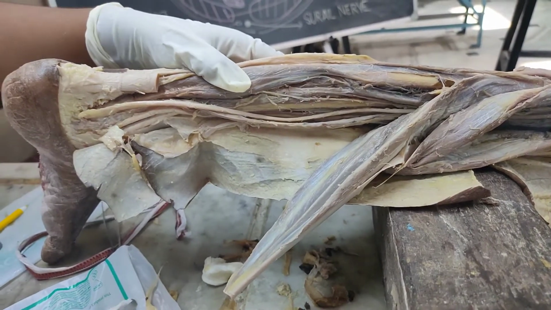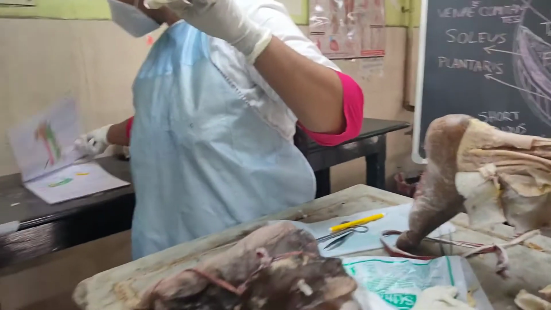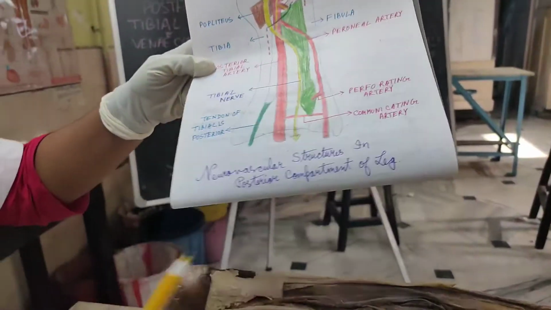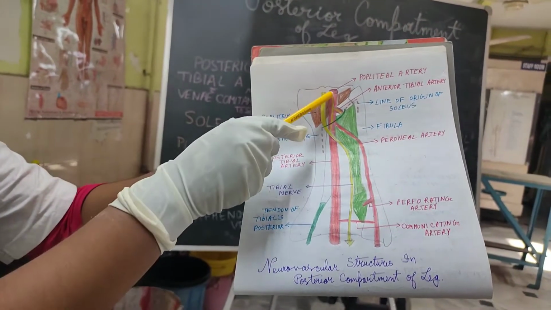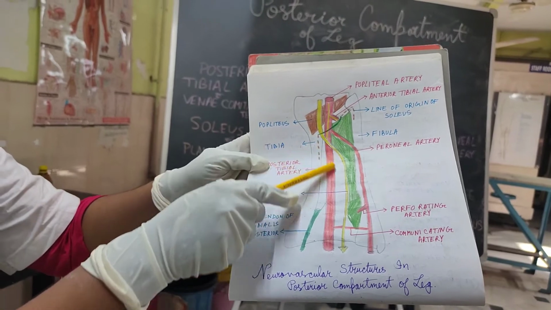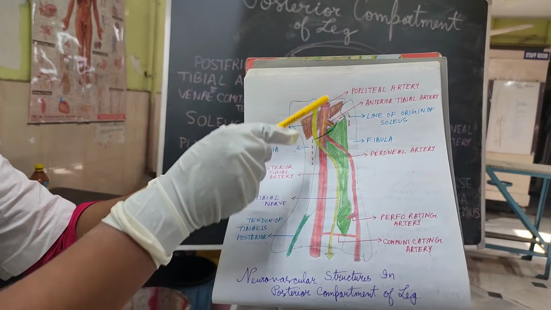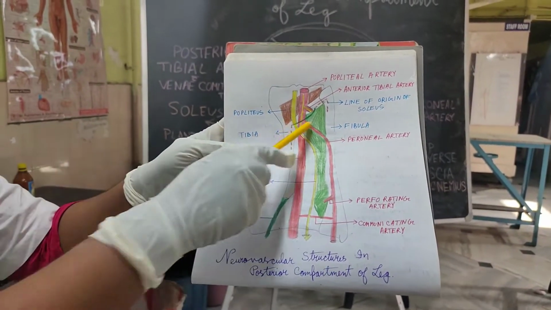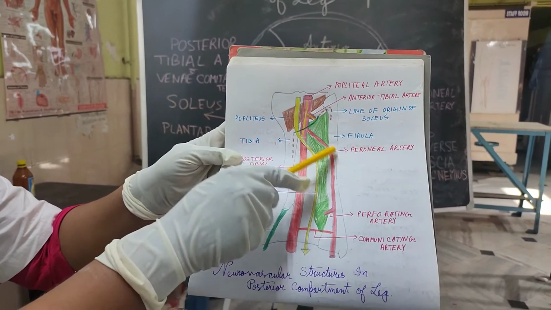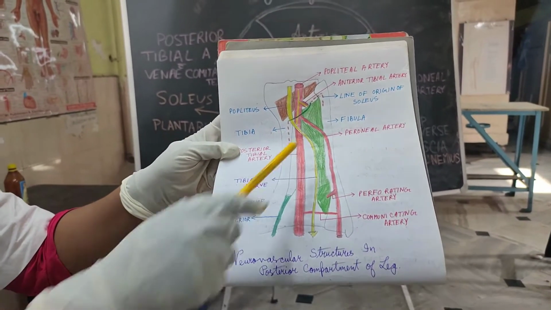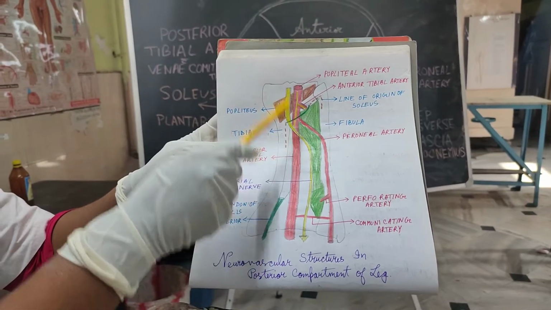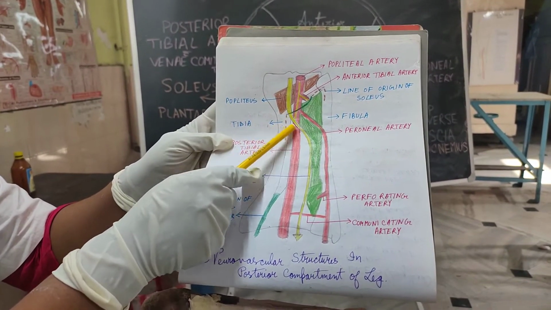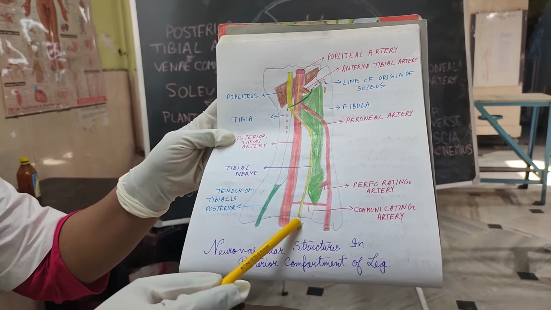Now let us look at the relations. Look at this diagram. The neurovascular structures include the posterior tibial artery, which is given off as a terminal branch of the popliteal artery at the lower border of the popliteus. This posterior tibial artery, the main branch is the peroneal artery. The tibial nerve initially lies medial to the artery, then crosses the artery and comes to its lateral side.